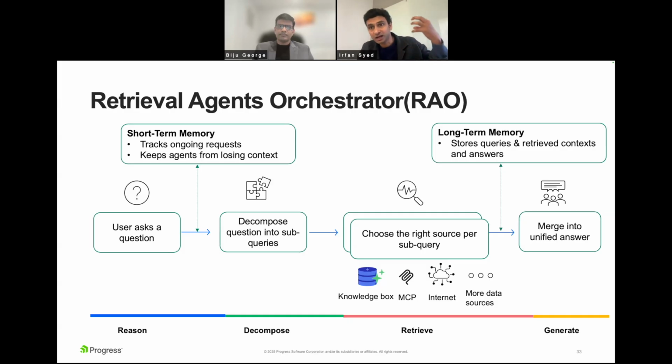In addition to that, it also has short-term memory and long-term memory. It provides short-term memory by tracking ongoing requests and keeps agents from losing context. In addition, it has a long-term memory where, once the requests are answered, it stores the queries, retrieved context, and answers. So when you build a chat-based application or any kind of AI solution, it keeps the context readily available for the next questions that keep coming to the AI agent solution.